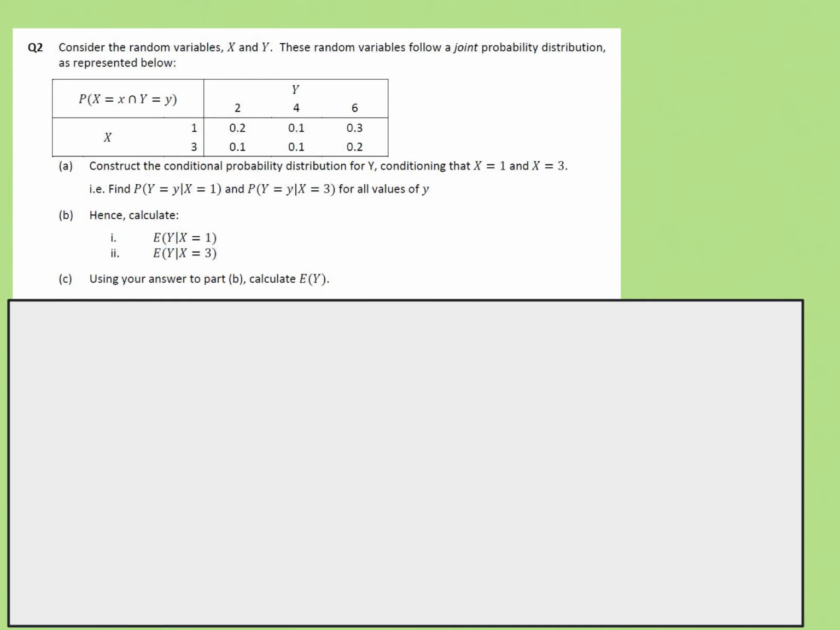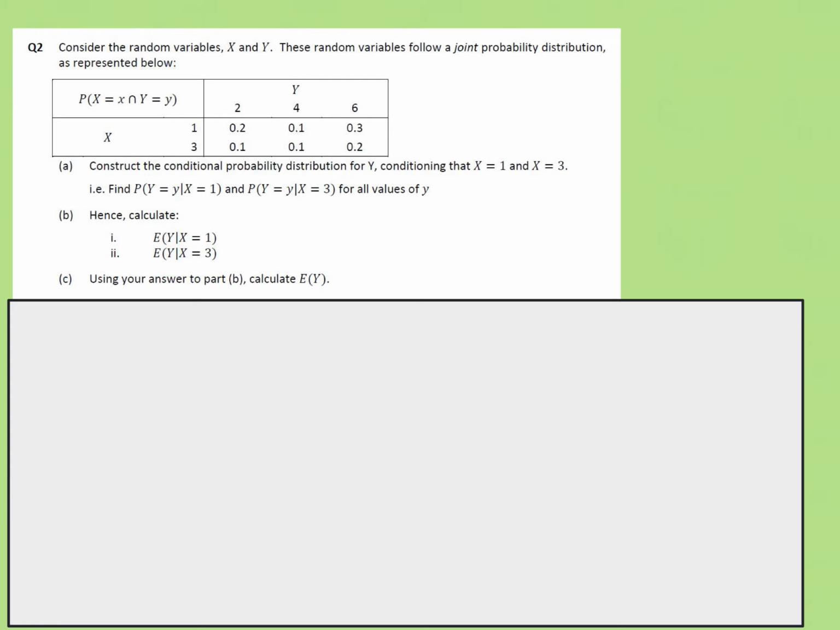In this question, we're given two random variables and we're given their joint probability distribution function, and we're asked initially to use this information to calculate the conditional probability distribution for y, conditioning first on x equal to 1, then x equal to 3.